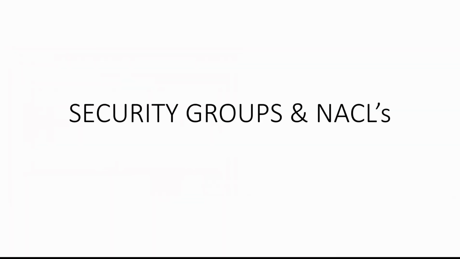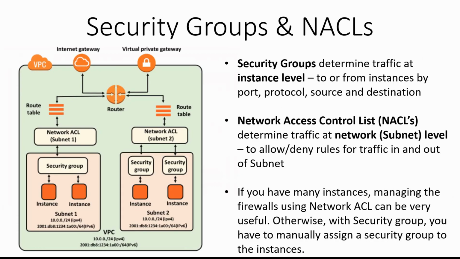We also discussed the security aspects within the networking layer, which are security groups and NACLs. Security groups primarily control the traffic at the instance level, where you can apply security at the instance level, whereas NACLs, the network access control lists, provide security at the networking level or subnet level.